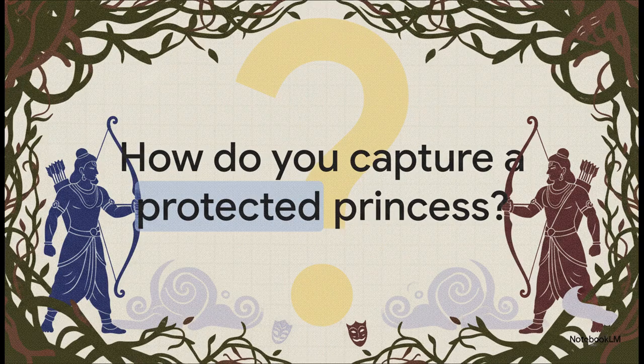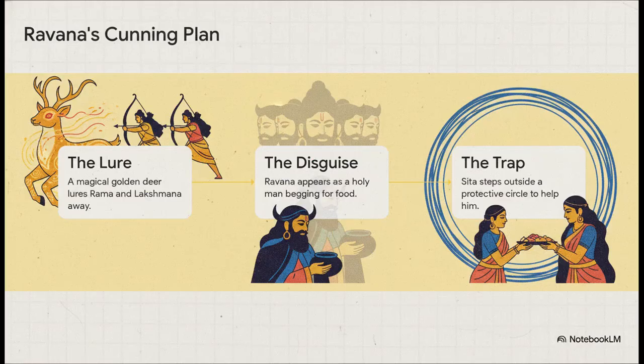You can't just use brute force. You have to be clever. And his plan is brilliant, in a sinister way. First, he sends a distraction, a demon disguised as a magical golden deer. It lures Rama and Lakshmana deep into the woods.